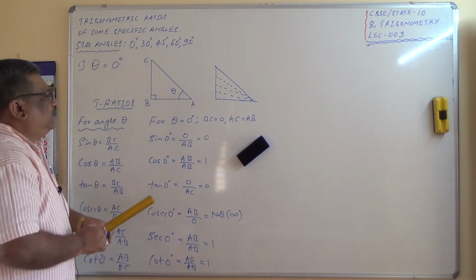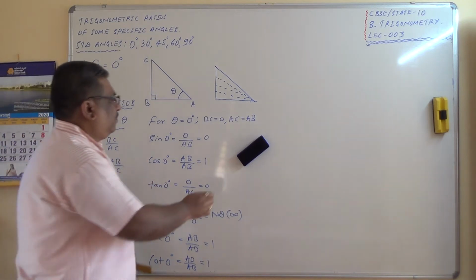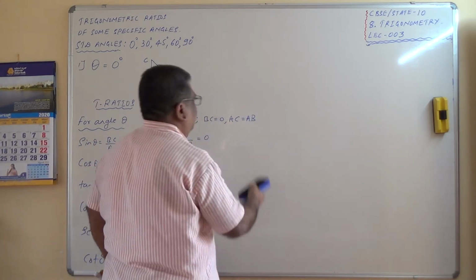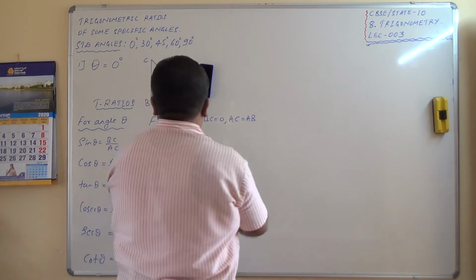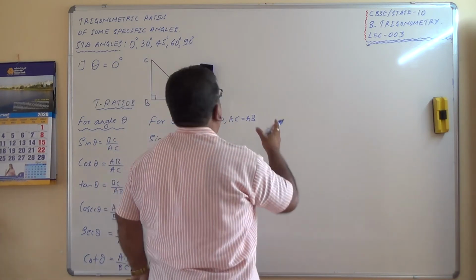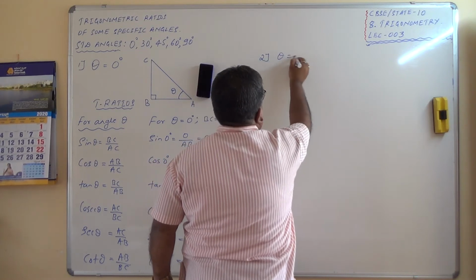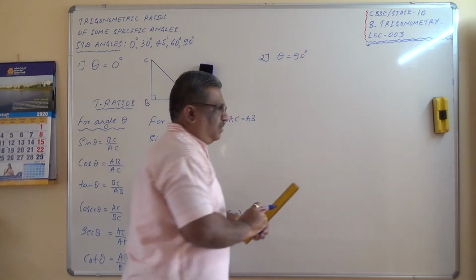So this is for 0 degrees. Let us find out the values for 90 degrees. Second one, theta equals 90 degrees.